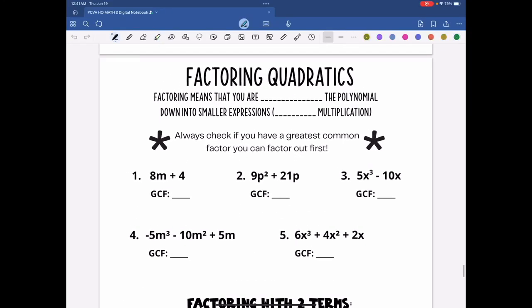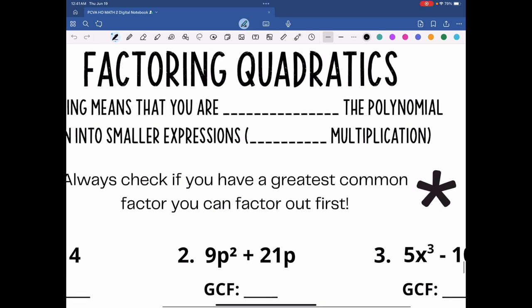All right, for this lesson, we're going to be talking about different ways of factoring a quadratic. When we look at quadratics, we are talking about that exponent of 2. Depending on how many terms it has, that determines how we would want to factor it. So what does factor mean? Factor means that you're basically breaking down the polynomial into smaller expressions.